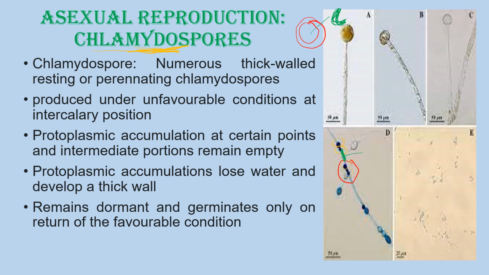One thing maybe I forgot: the asexual spore, the sporangiospore, also germinates to produce a mycelium. So this is about the chlamydospore. Chlamydospore is a method of perennation, or to tide over the extreme drought condition in mucor.